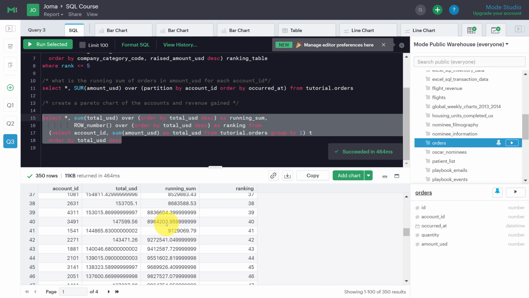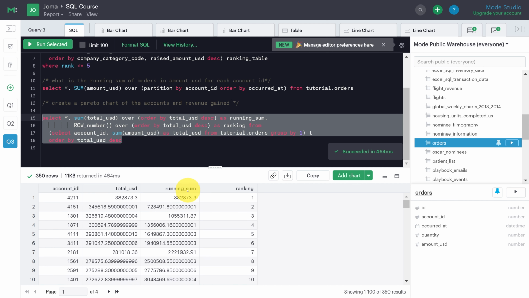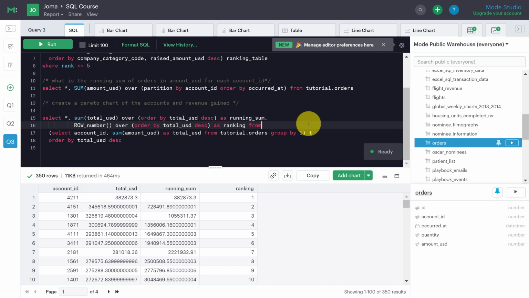But we want these to be percentages. Now, how do we do that? Well, first, you need the total sum. You need the actual total sum, and you also need the actual total number of accounts, right? There's a little trick that I can show you. You don't really need it, because you can literally just have a separate query where you sum all of the total USD together.